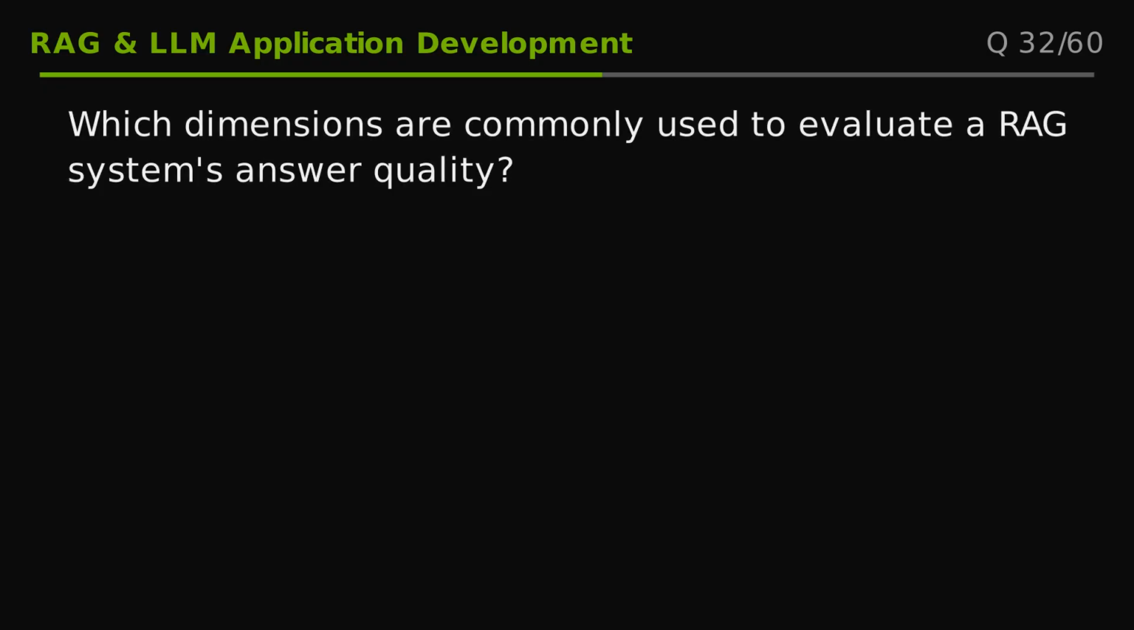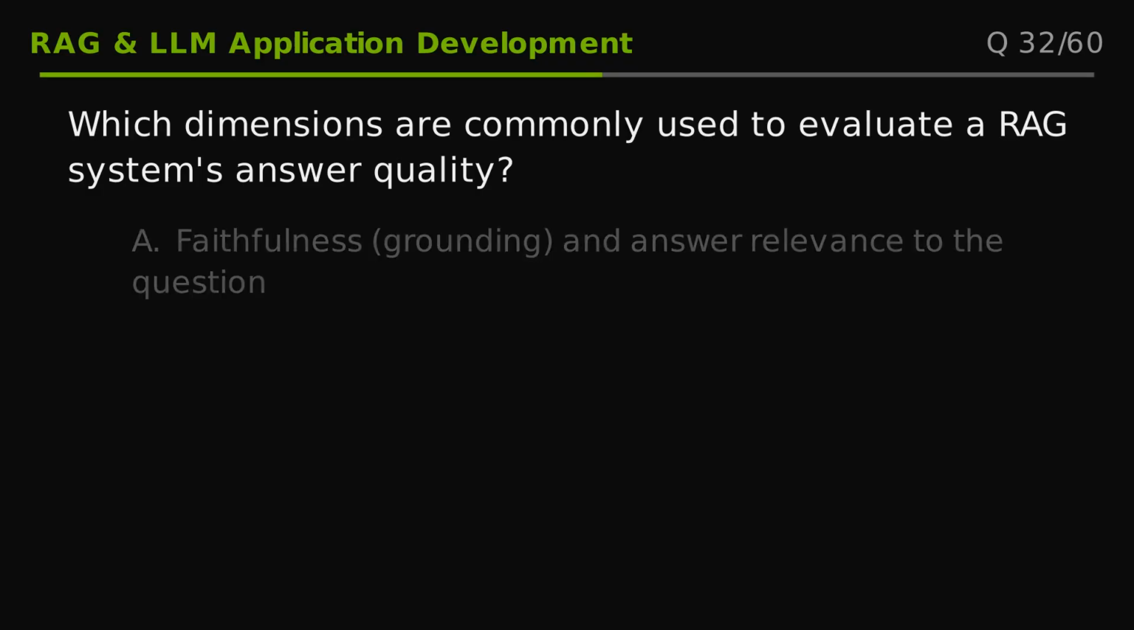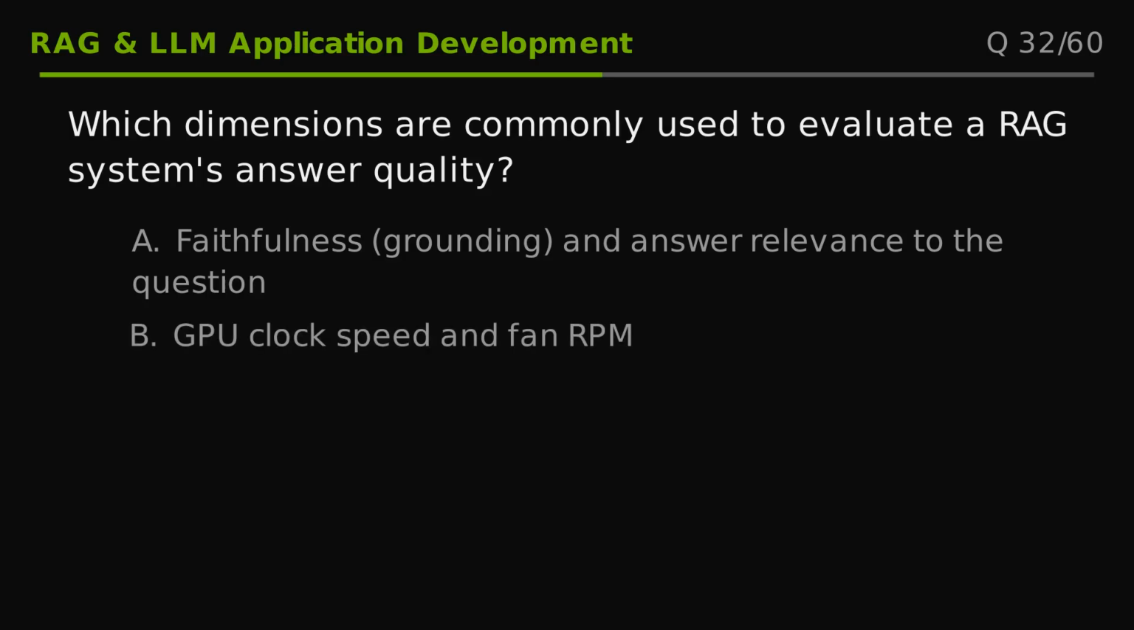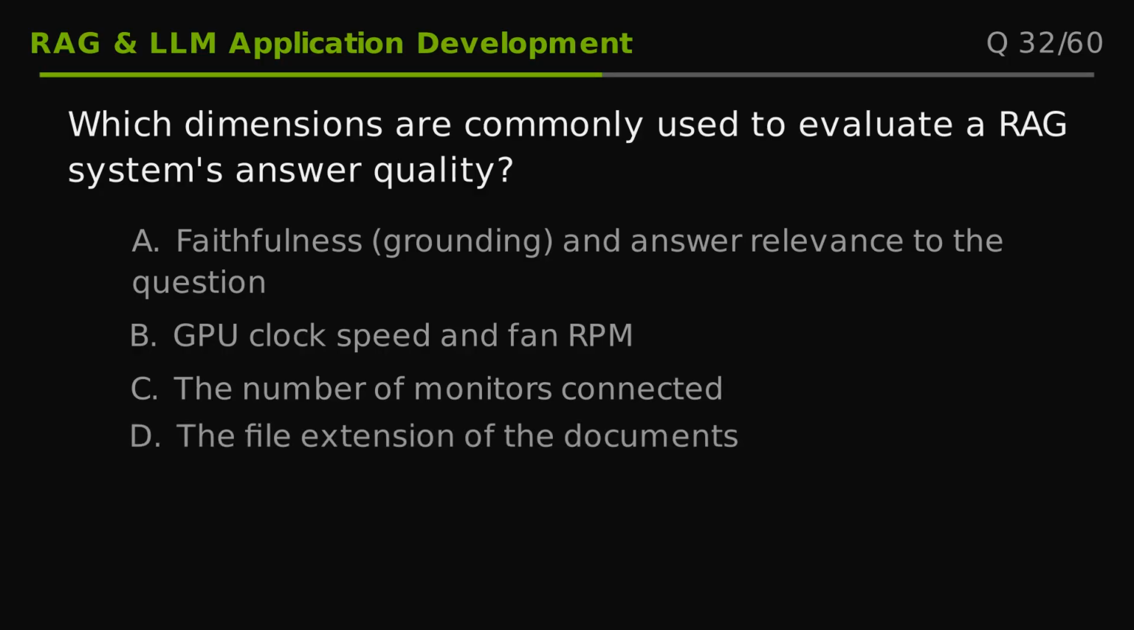Question 32. Which dimensions are commonly used to evaluate a RAG system's answer quality? Option A. Faithfulness, grounding, and answer relevance to the question. Option B. Clock speed and fan noise. Option C. The number of monitors connected. Option D. The file extension of the documents.